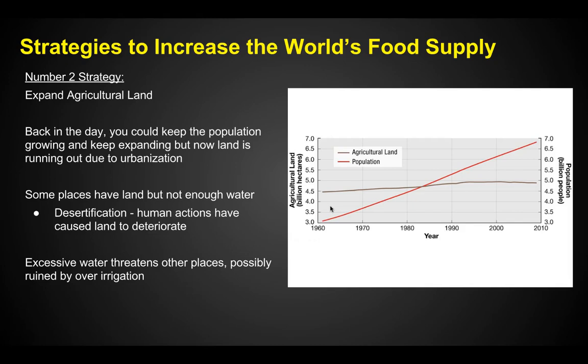We take a look at the graph here. We've got population, which is going up and up and up over the last 50 years, but agricultural land has remained pretty much the same. That could potentially be a big problem.